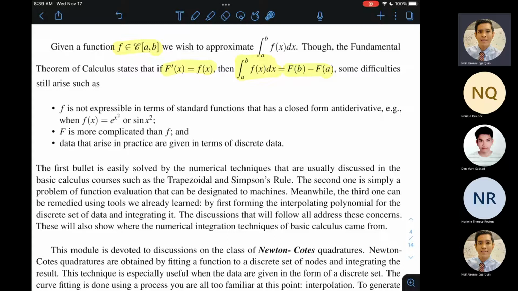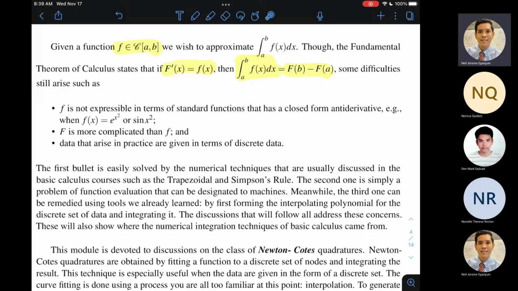Pero yung data given in terms of speed at different timestamps. So halimbawa, ano yung speed ko between 9 and 9:30 a.m., 9:30 to 10, and so on. So hindi sila given as a function, pero as discrete set of data. So para ma-integrate siya, kailangan nating i-translate siya sa isang continuous function na madaling kunan ng integral. Okay? So that would be a nice way to address the third bullet.